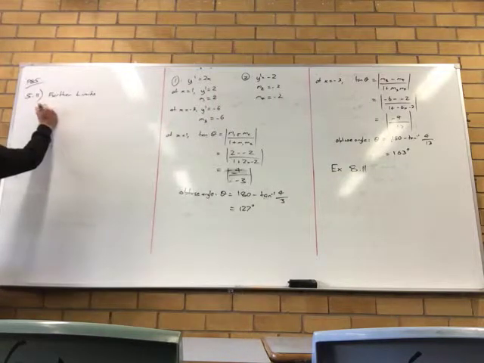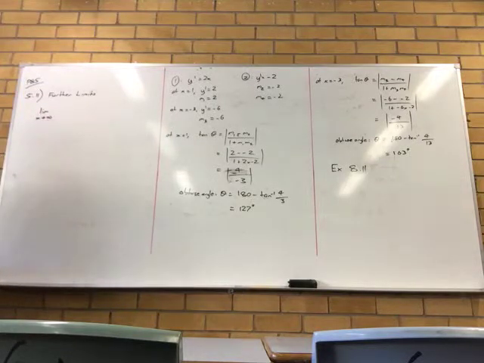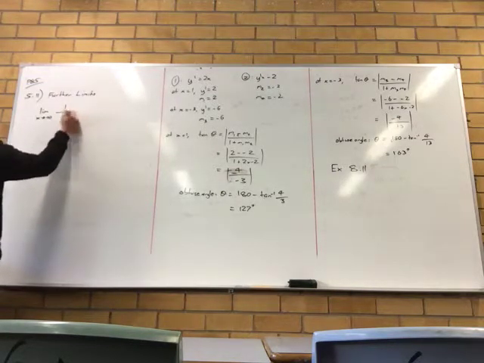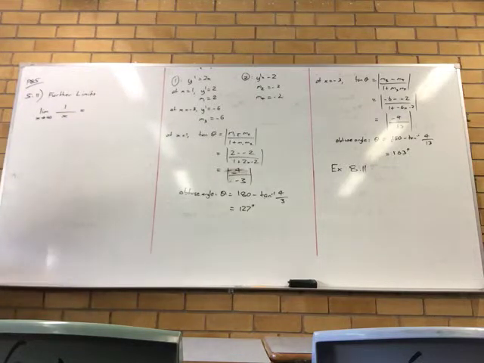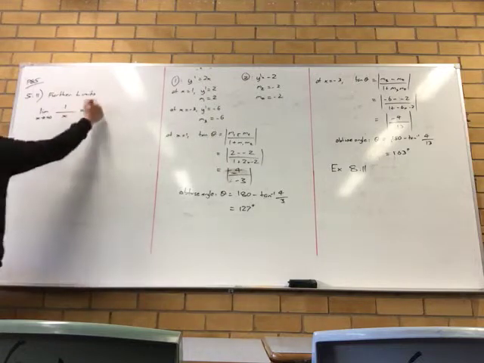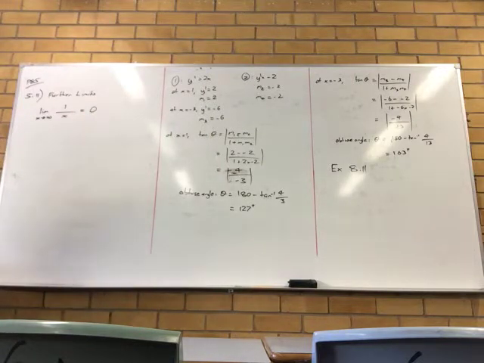Here is the special limit. The limit as x approaches infinity, in other words a very large x value, of 1 over x is equal to 0. So if you put in your calculator 1 divided by a very, very large number, your answer is very close to 0.